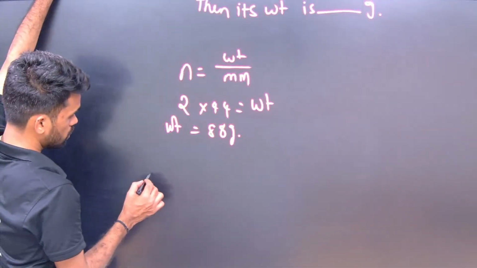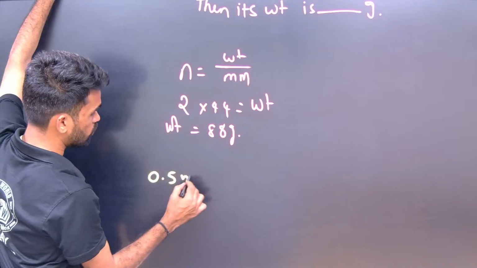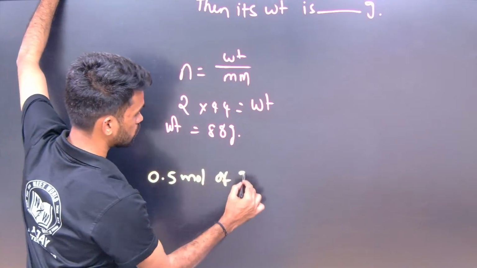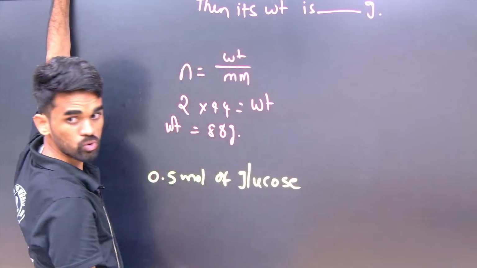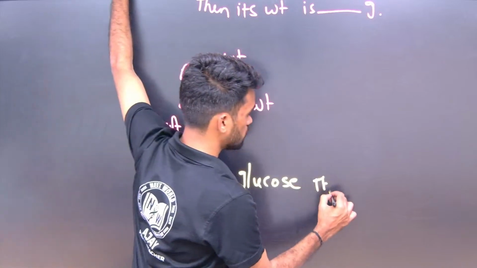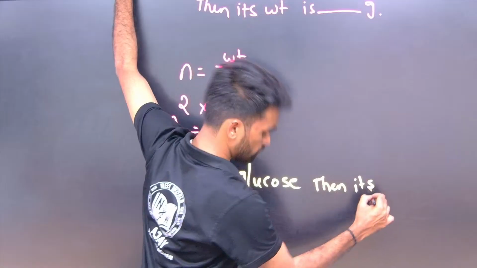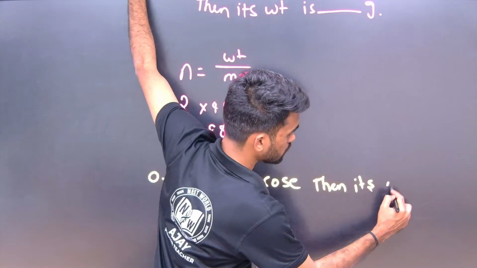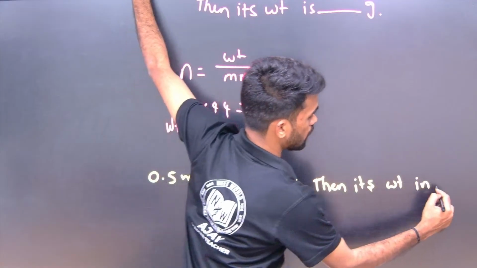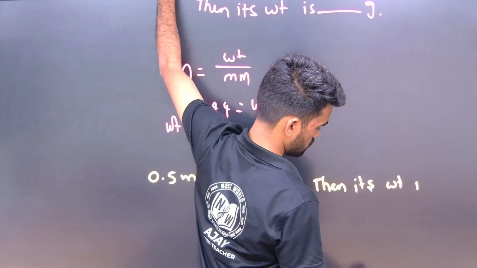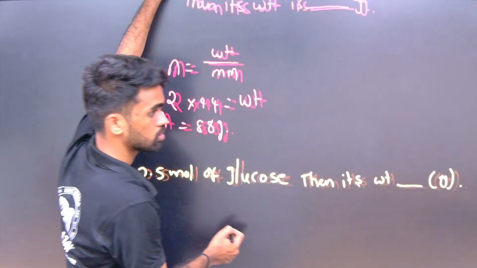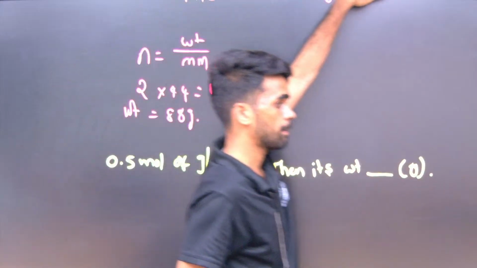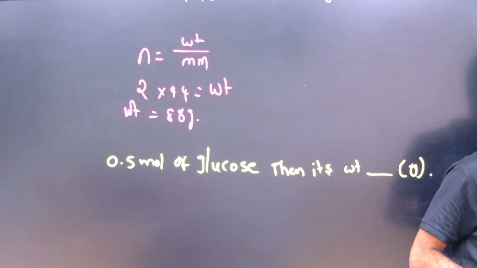Okay, so I am giving you 0.5 mole of glucose. 0.5 mole of glucose. Then what is its weight in grams? Tell me.